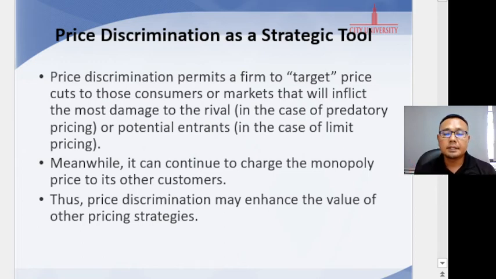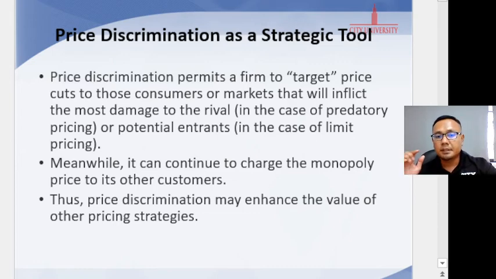For example, older people we may charge much cheaper compared with other customers. In the absence of price discrimination, it is more costly for a firm to engage in limit pricing or predatory pricing by lowering its price to prevent entry or to drive a competitor from the market. A non-discriminating firm must lower its price to all of its customers.